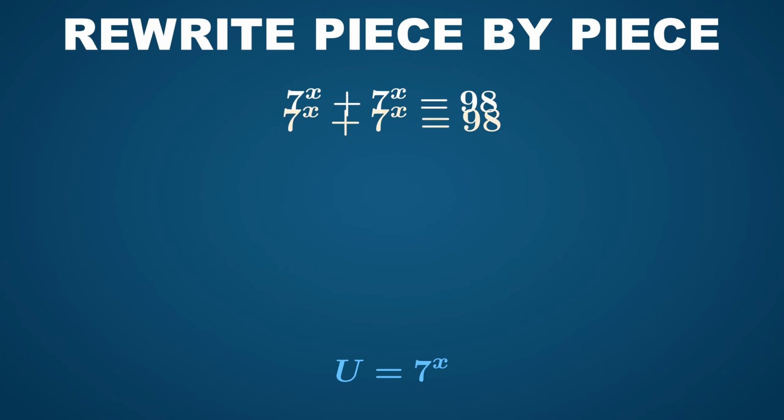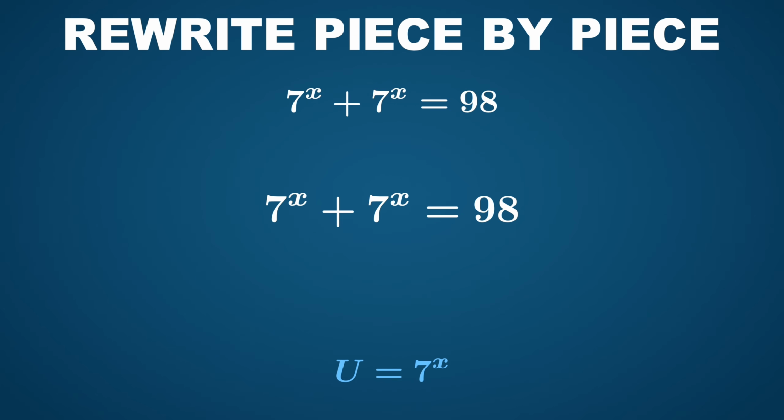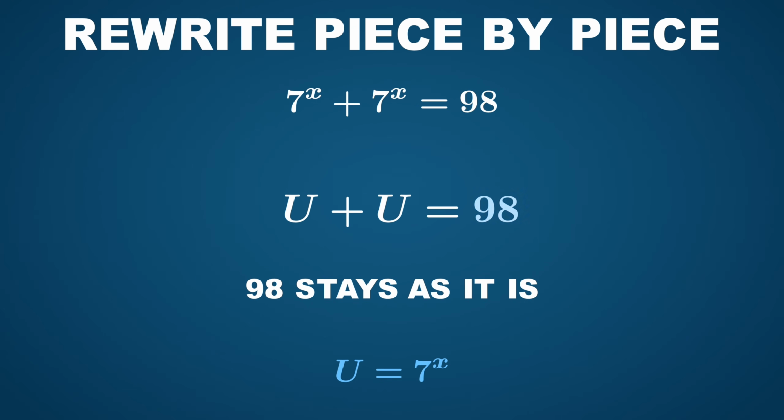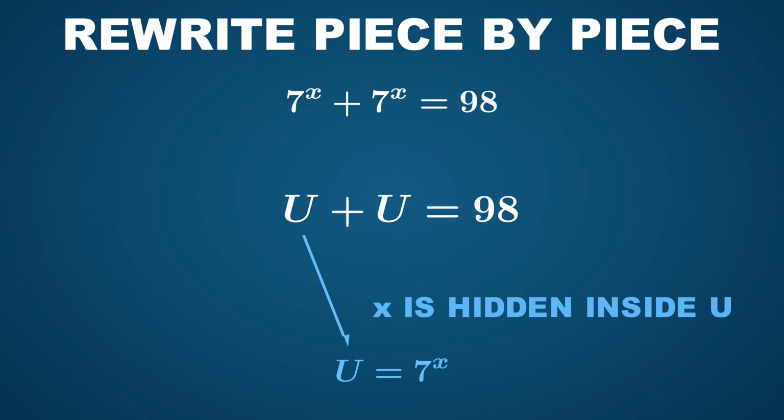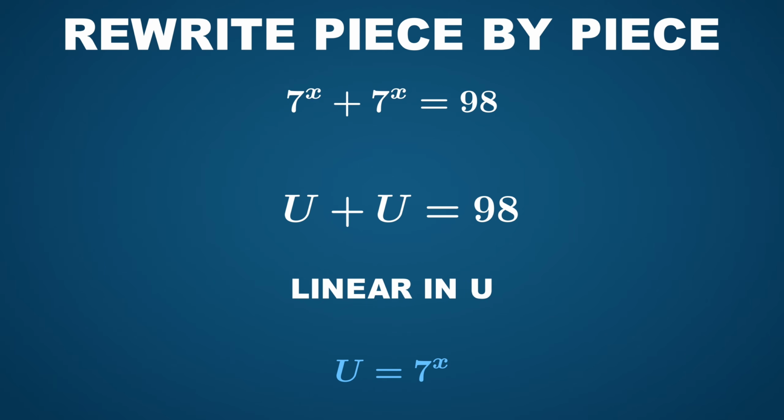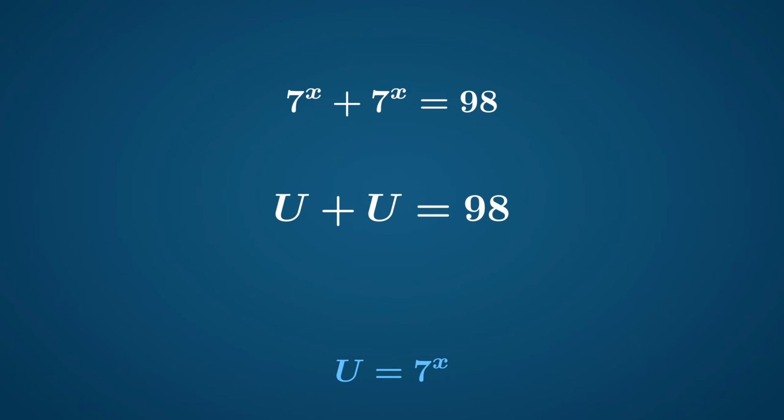We rewrite the equation piece by piece using this nickname. The first term on the left is 7 to the x, so it becomes u. The second term is exactly the same expression, so it also becomes u. The right side is the number 98, and it stays just as it is. Our equation has now turned into u plus u equals 98. The unknown exponent is now tucked away inside the letter u. This is a linear equation in u, and those take only a few moves.